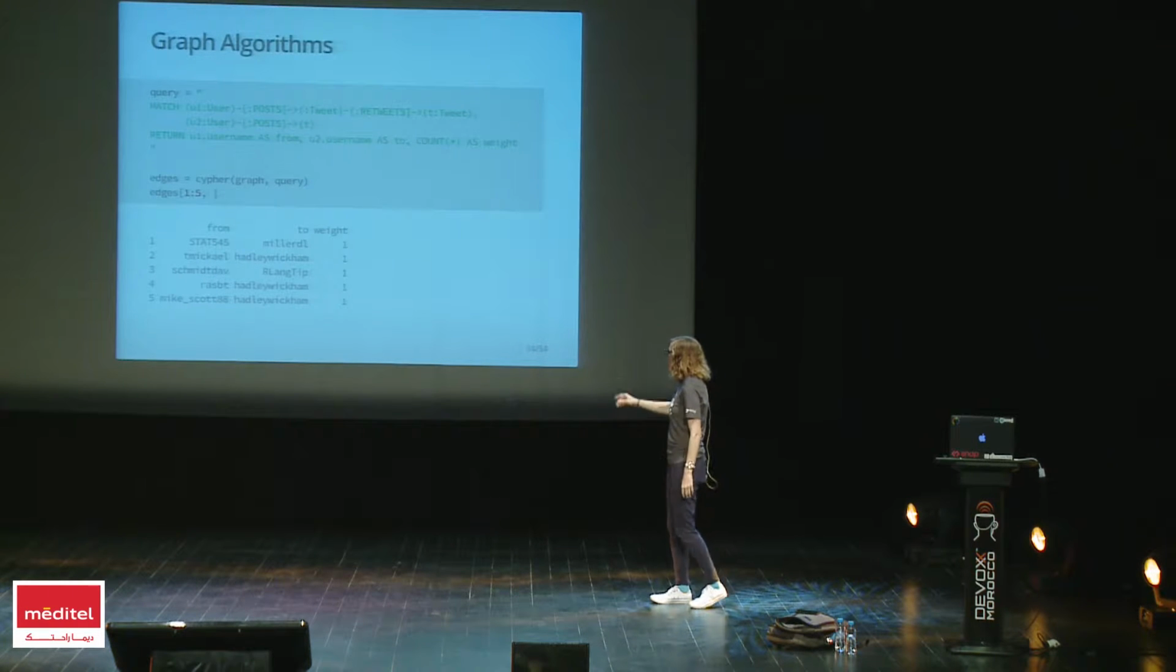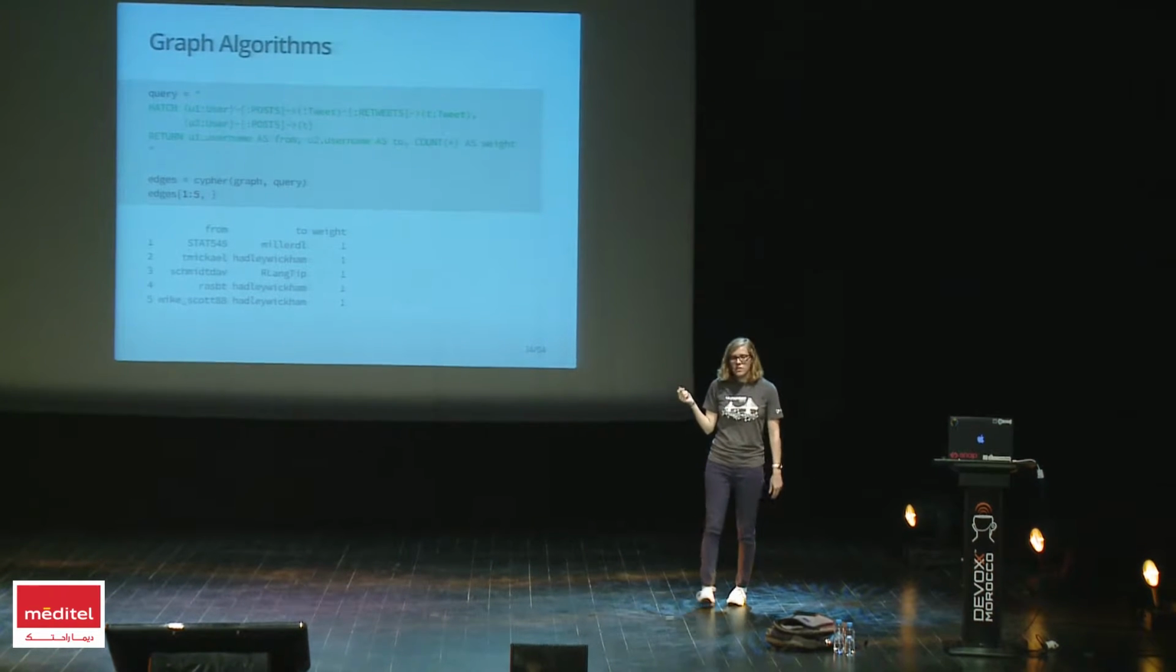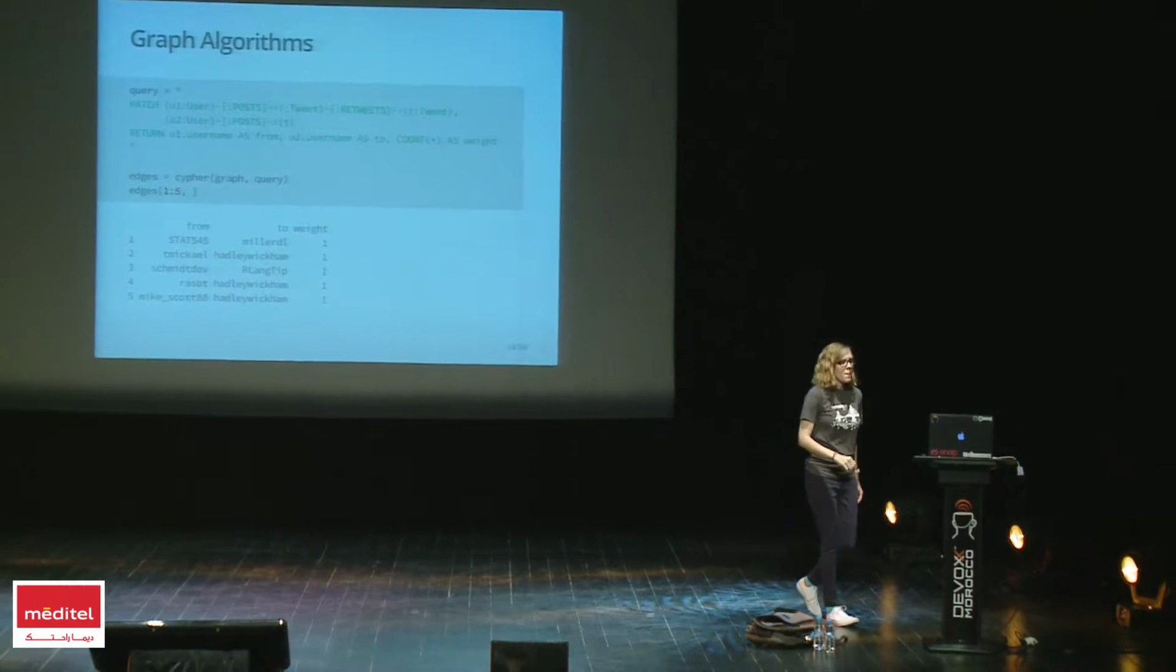So in this subgraph, it only consists of users, and two users are connected, again, if one user retweeted another. So stat545 apparently retweeted Millard L one time. That's what this edge list means. And again, we use the Cypher function to grab that data out of Neo4j.